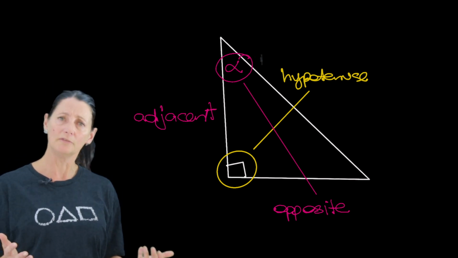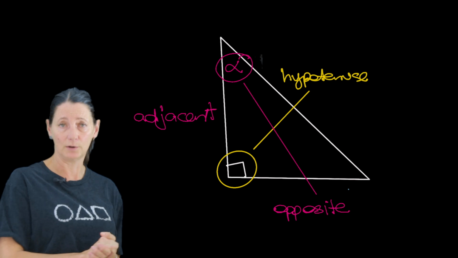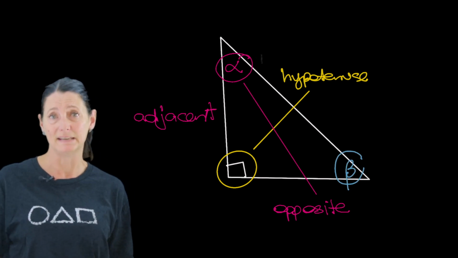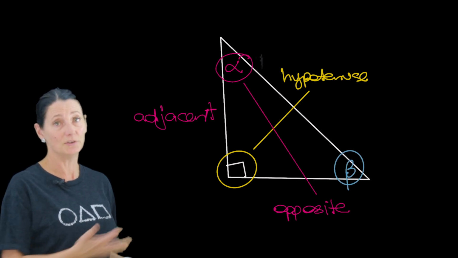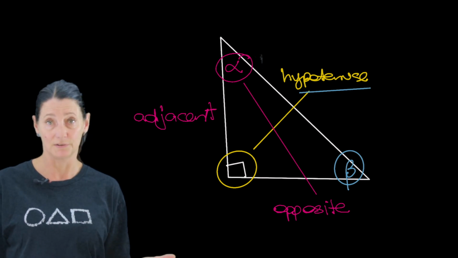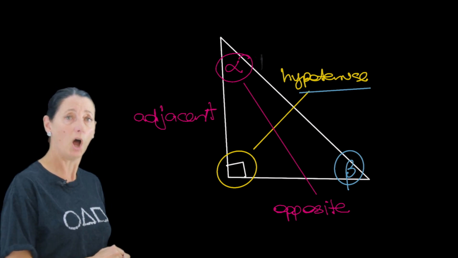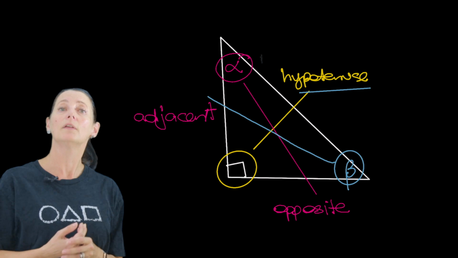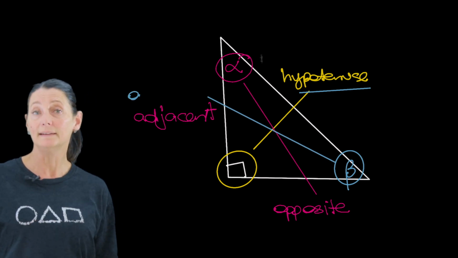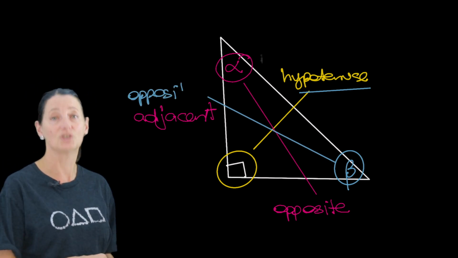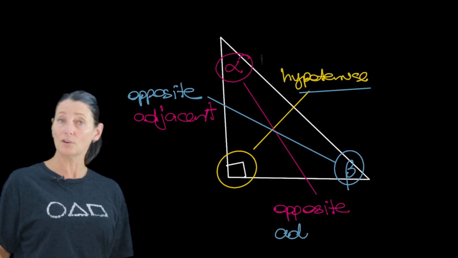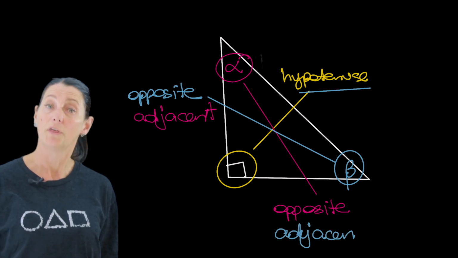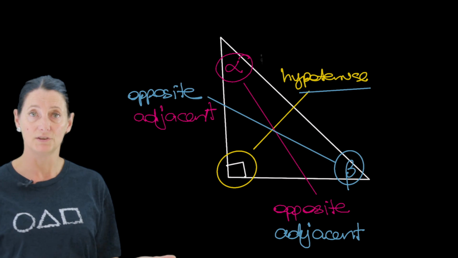But hang on, what if my angle was labelled in the bottom right-hand corner? Well, let's label that beta. We know the hypotenuse is still the hypotenuse because it's still opposite the right angle, but the side opposite beta is now called the opposite side. Again, leaving the remaining side the adjacent side. They're your three sides of the right-angled triangle: the hypotenuse, the opposite, and the adjacent.